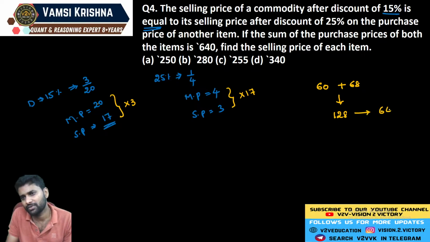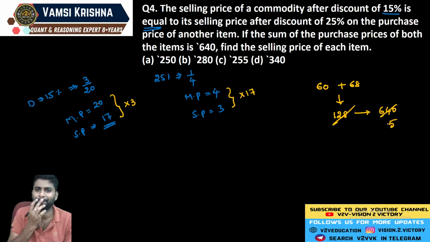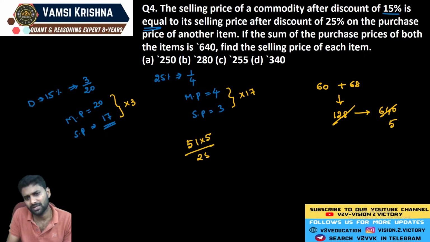If 128 units is equal to 640, then each unit is exactly equal to 5. Now the question, what is the selling price of the article? 17 times 3 is 51, and 51 multiplied by 5. Now the selling price of that article is 255.